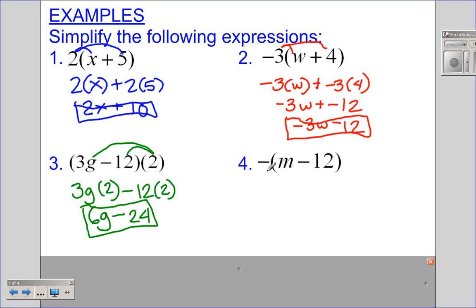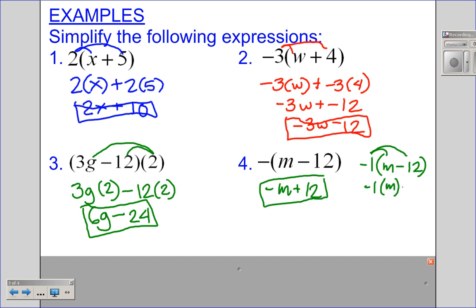Number 4, I have the opposite of m minus 12. So I can think of this a couple of ways. I can think of it as just taking the opposite of everything. So the opposite of positive m would be a negative m. And the opposite of subtracting 12 is adding 12. And there's my answer. Or I can think about it as negative 1. Anytime I just have that negative sign by itself, I can always imagine a 1 there. And m minus 12. And I can distribute this way. So I have a negative 1 times m minus negative 1 times 12. Negative 1 times m is negative 1m.